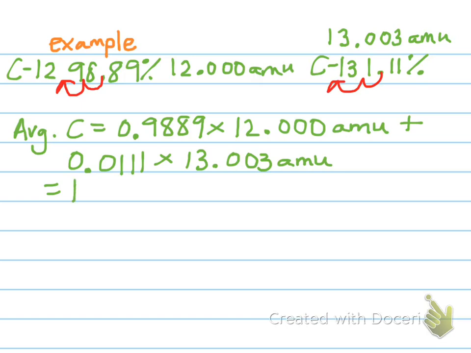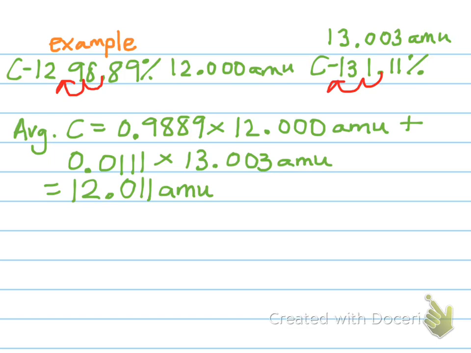So your calculator should give you about 12.011. And then the units are atomic mass units, or AMUs. And in science, you always need to have units on numbers, because otherwise the number really doesn't make sense.